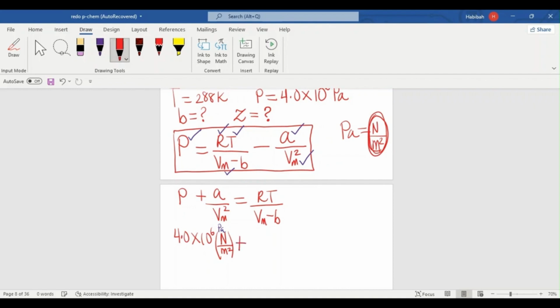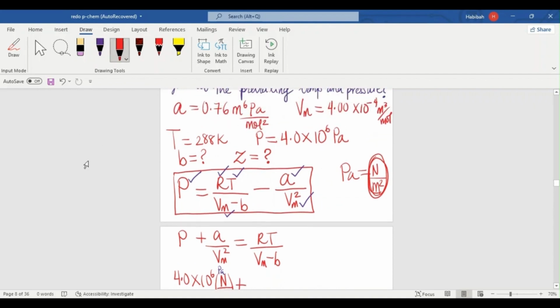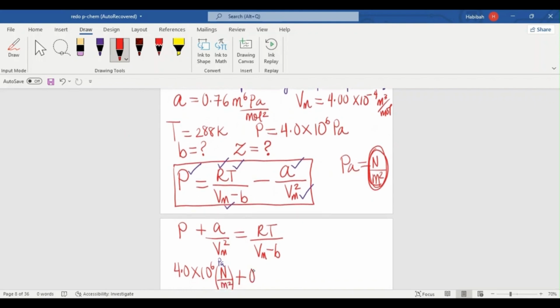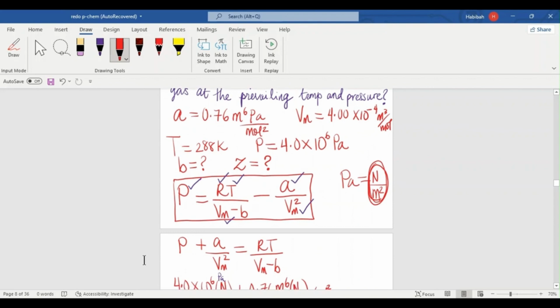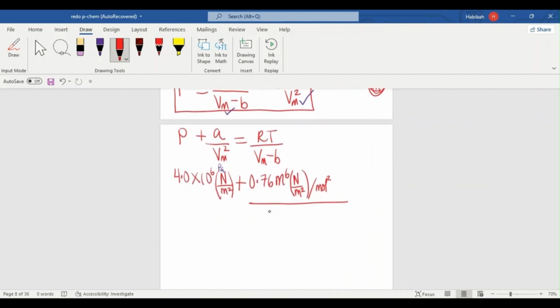Then you have plus A. What is A? The value for A here is 0.76 m raised to the power of 6 Newton per meter squared per mole squared, divided by Vm squared, the molar volume squared, which is 4.00 times 10 to the power of negative 4 meter cubed per mole, squared, equals R.